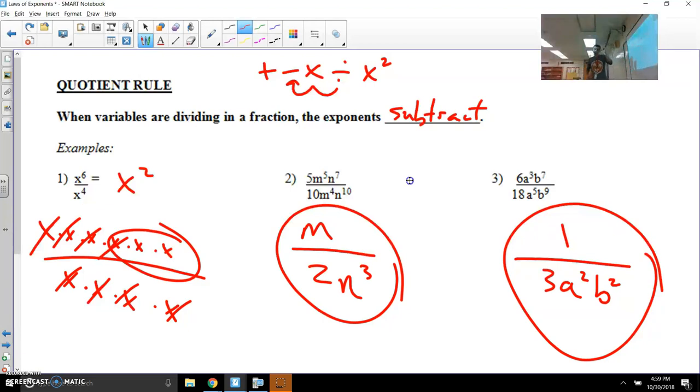And when you're dividing, it really means you subtract. 6 minus 4 is 2, because really when you're dividing, you're canceling out all the ones that are the same. So 4 of those x's will divide evenly with 4 on the top, leaving those 2 on the bottom.